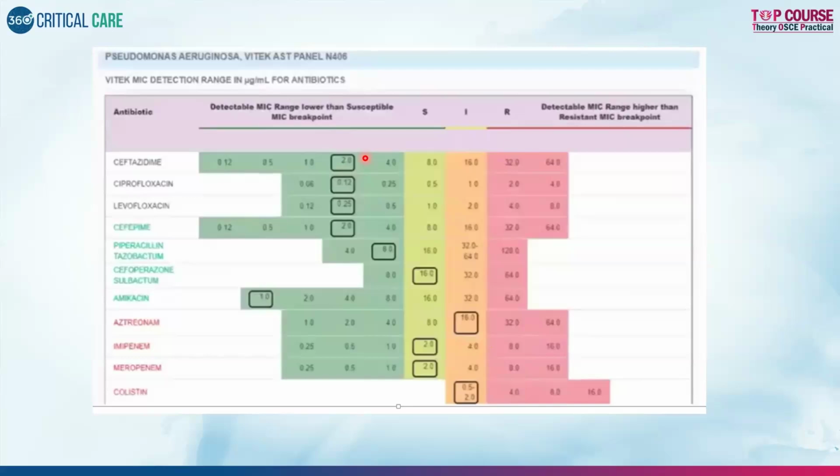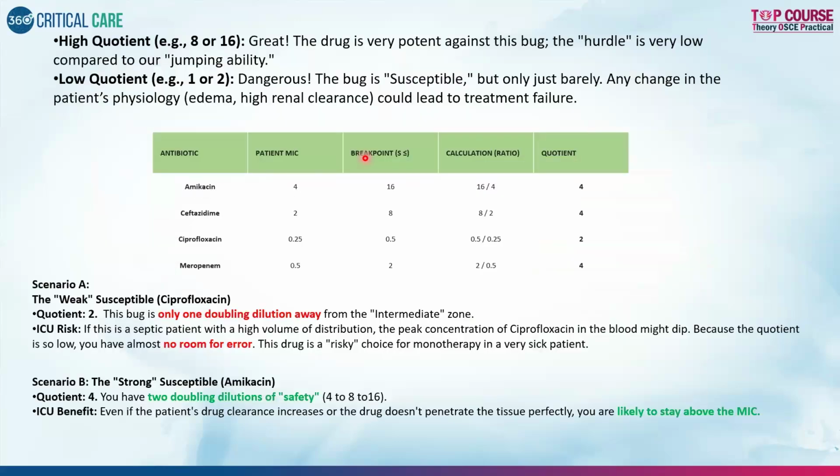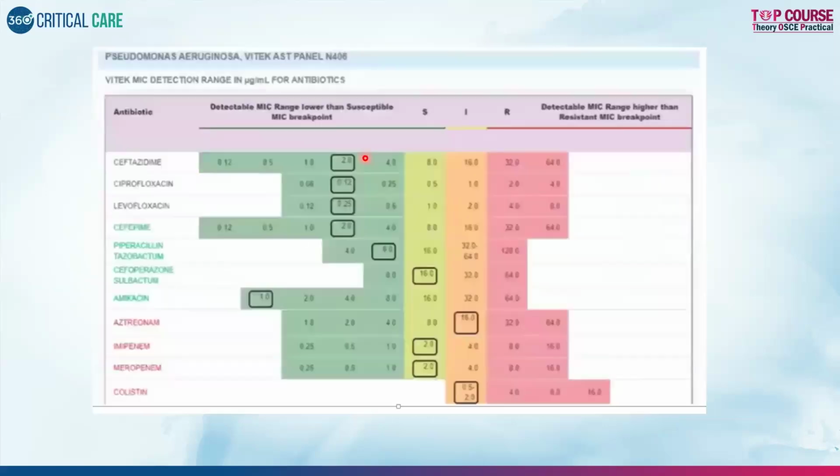Okay, it's not straightforward. The reason you can't do it is because you will only get your MIC and your breakpoint. You will not get the cutoff for that breakpoint, correct? That breakpoint will be given by CLSI or EUCAST for that particular organism. So this is something the microbiologist will have. You need to contact them and then you'll get that dilution. Basically you need to have this chart with you. Without this chart you will not be able to understand which is better.